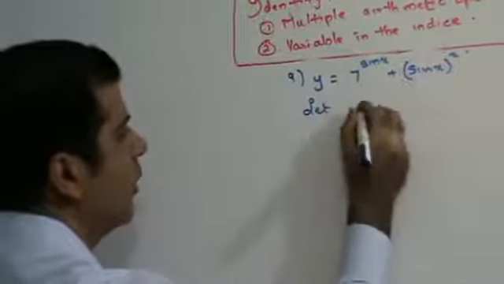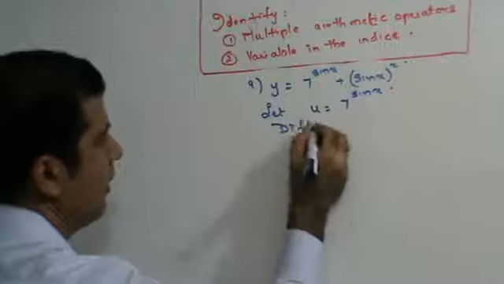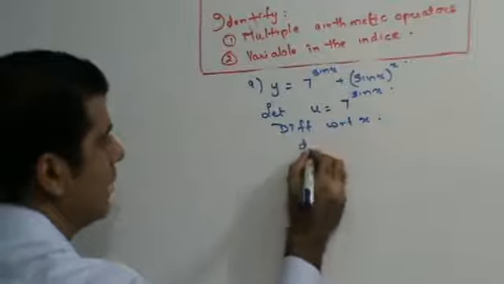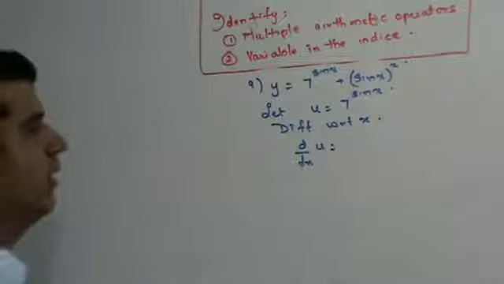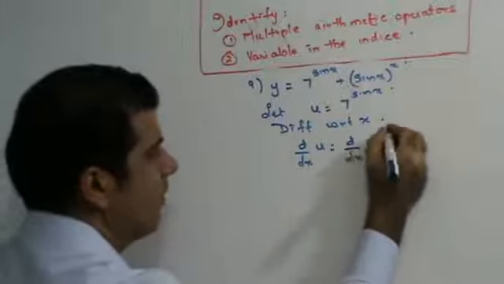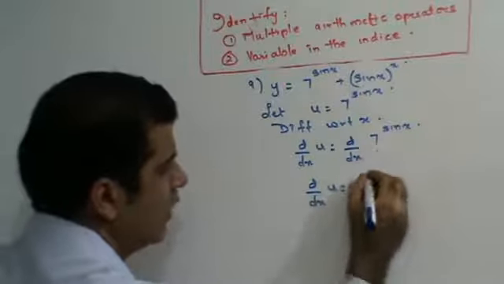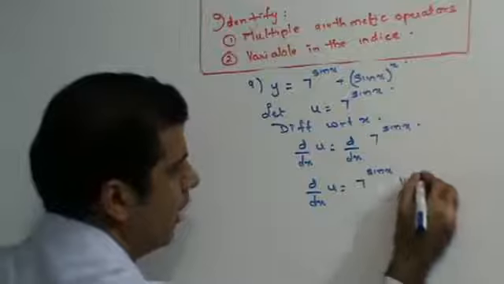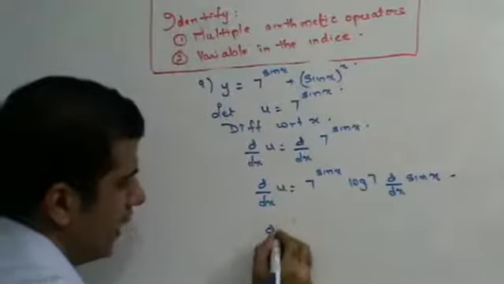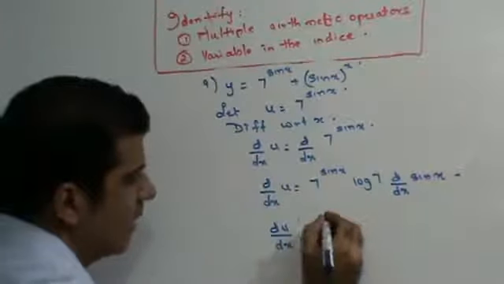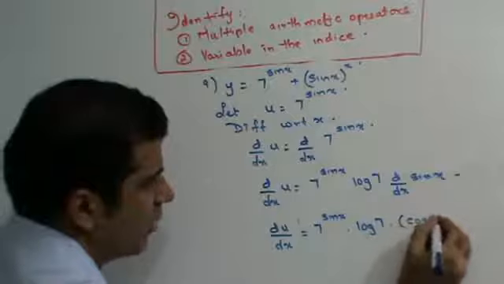let u be equal to 7 raised to sin x. Differentiate with respect to x. So d/dx of u, you can use the formula: d/dx of a raised to u is a raised to u log a times d/dx of u. So you will get du/dx is 7 raised to sin x log 7, and d/dx of sin x is cos x.